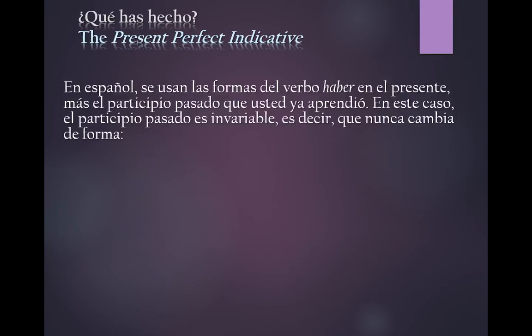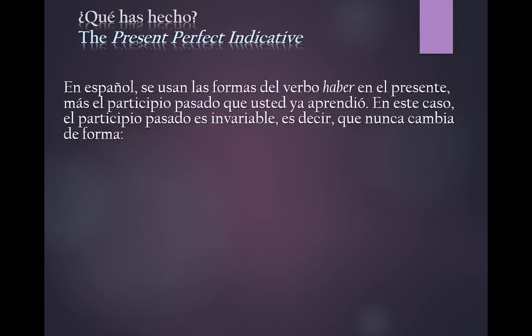En español se usan las formas del verbo haber en el presente, más el participio pasado que usted ya aprendió. So in Spanish, to form the present perfect, we don't use the verb tener, which you know is the verb to have. That means to have an object or possess something, like tengo dinero, I have money, tengo hambre, I have hunger or I am hungry. But for forming the perfect tenses, we use the verb haber instead, which is what we call the auxiliary verb. That's the verb that we use to form all of the perfect tenses.